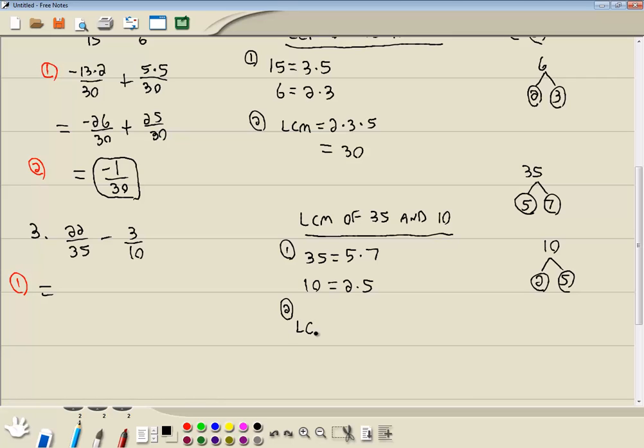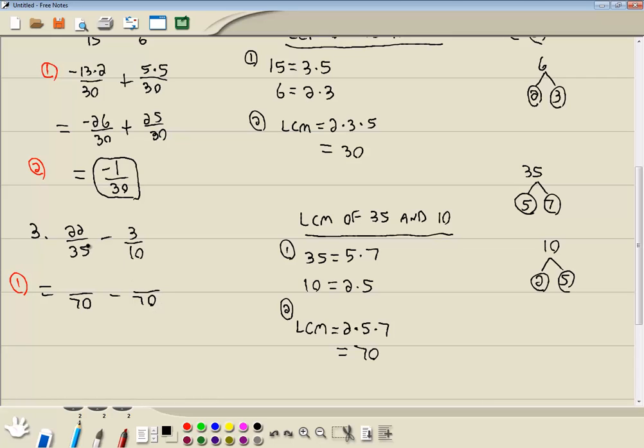Okay, so our LCM. We'll start with our first prime, which is 2. And I'm looking for the greatest number of 2's on a single line. There's none here, there's 1 here, so the greatest number of 2's on a single line is 1. Now I go to the 5. And I'm looking for the greatest number of 5's on a single line. There's 1 here, there's 1 here, so our greatest number of 5's is 1. And then I go to 7. And I'm looking for the greatest number of 7's on a single line. There's 1 here, none here, so the greatest number of 7's is 1. 2 times 5 is 10, times 7 is 70. So that's our LCM, and that'll also be our common denominator.